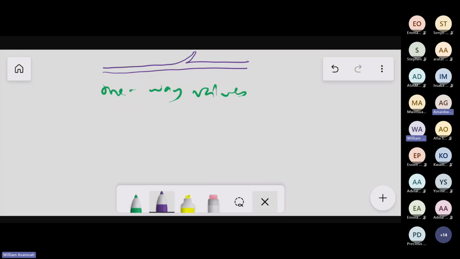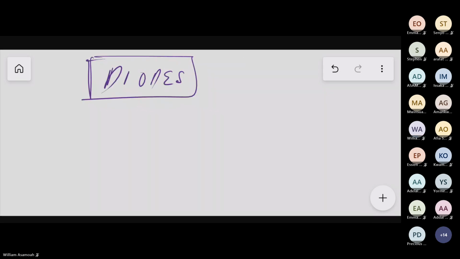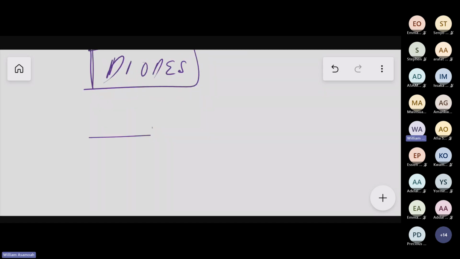Diodes. They are very, very important. In fact, without them, I doubt that we can use any machine on earth. And so any machine you meet in the industry, you would find one of these guys there. We call it a diode.